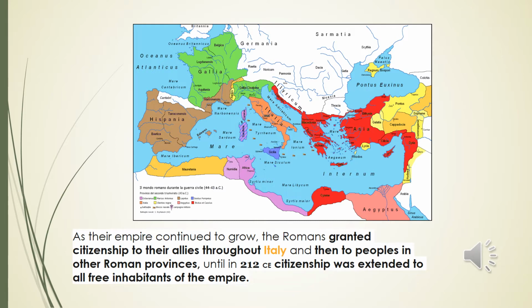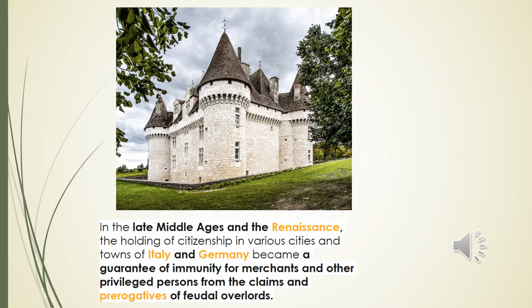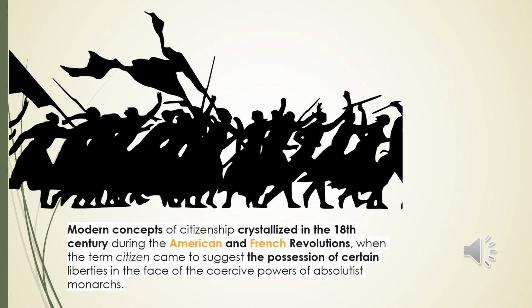empire. In the late Middle Ages and the Renaissance, the holding of citizenship in various cities and towns of Italy and Germany became a guarantee of immunity for merchants and other privileged persons from the claims and prerogatives of feudal overlords. Modern concepts of citizenship crystallized in the 18th century during the American and French Revolutions, when the term citizen came to suggest the possession of certain liberties in the face of the coercive powers of absolutist monarchs.